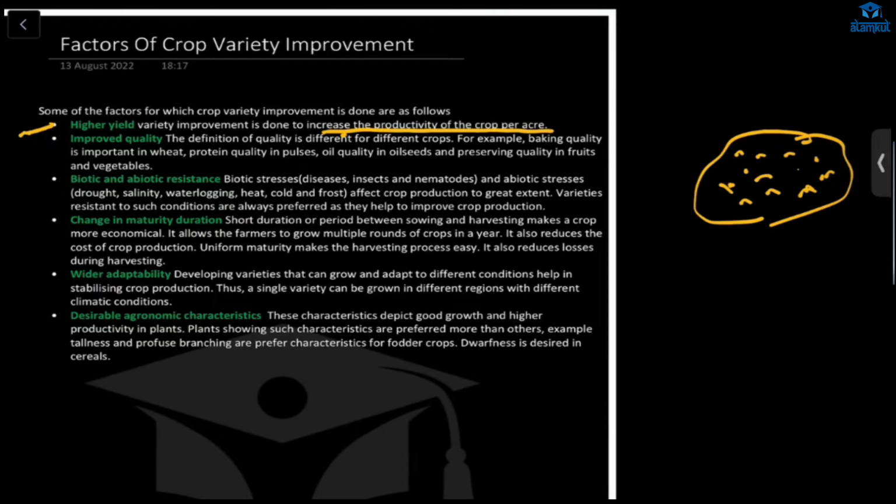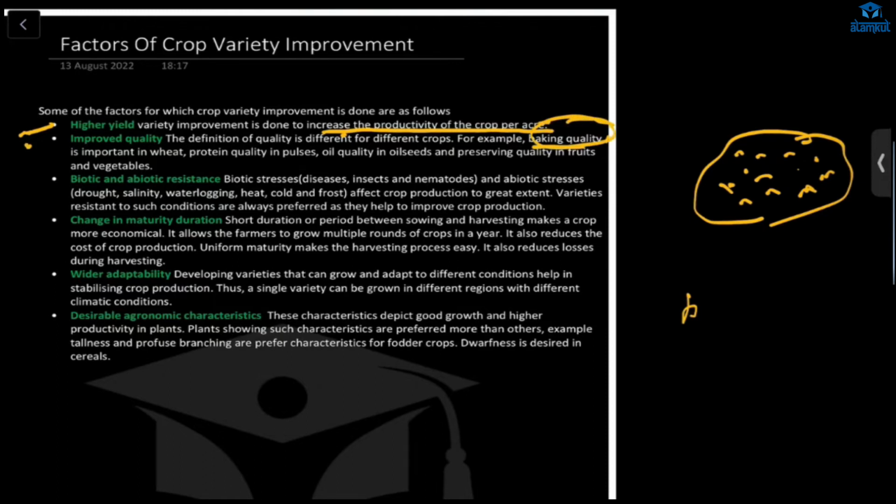Next, we have improved quality. The definition of quality is different for different crops. For example, baking quality is important in wheat, protein quality is important in pulses, oil quality is important in oilseed, and preserving quality is important in fruits and vegetables. Baking quality, from wheat we bake bread, right? So the baking quality of this bread must be more, right?